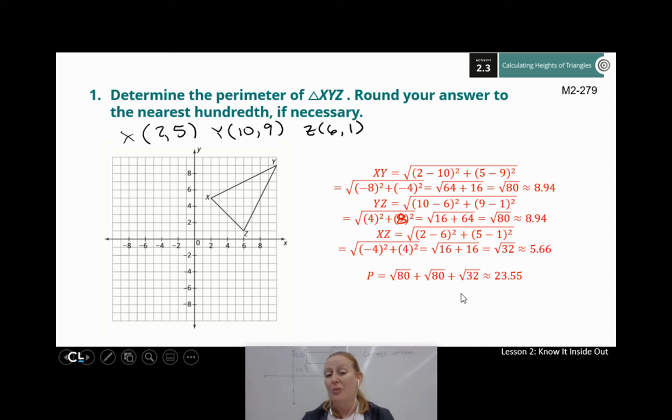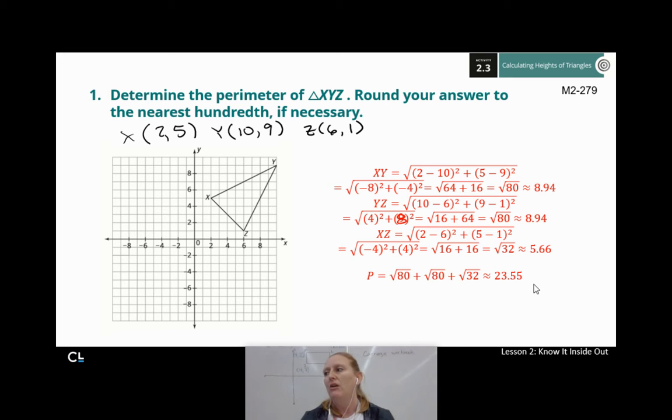So I like to not round early. I like to make sure I leave things in here, and then I'll let my calculator do all the work and round it at the end. So again, whether you round early or wait until the end can change your answer just a little bit, so watch out for that.